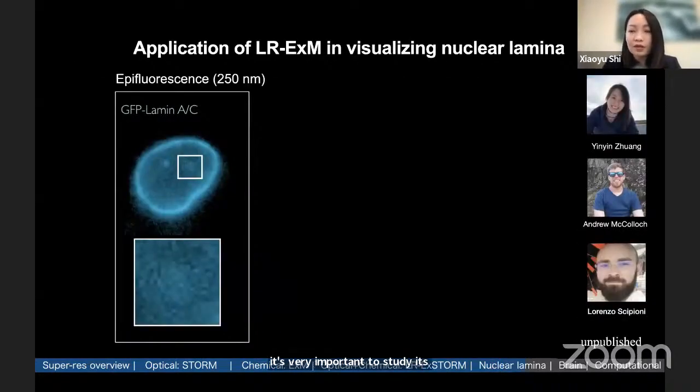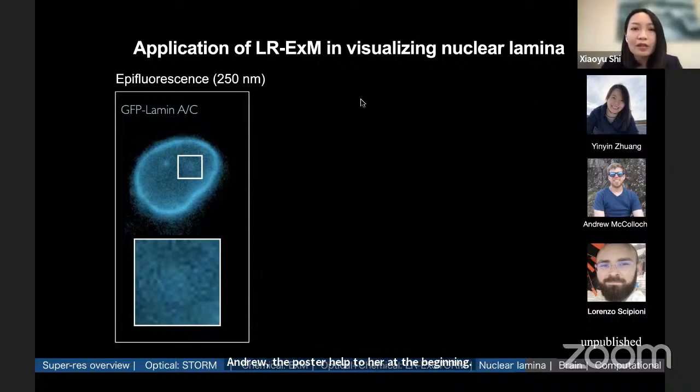So this is a project as a collaboration between my lab and Enrico's lab. Lorenzo from Enrico's lab is helping us at the first stage of this project with the imaging. And my student Yin is now leading this project, and Andrew, the postdoc, helped her at the beginning.